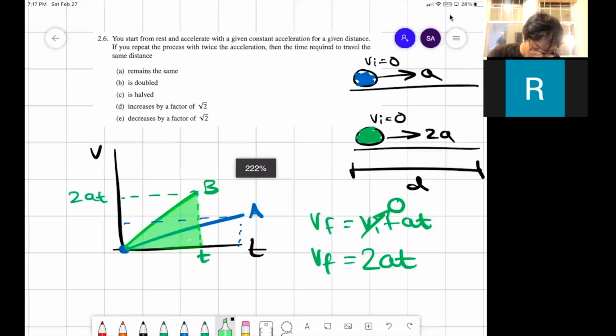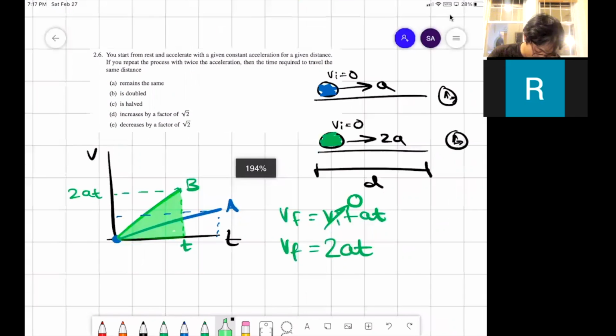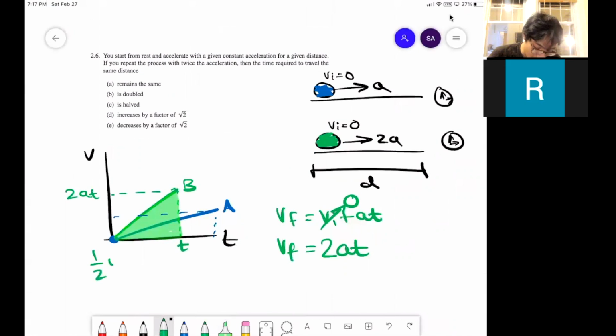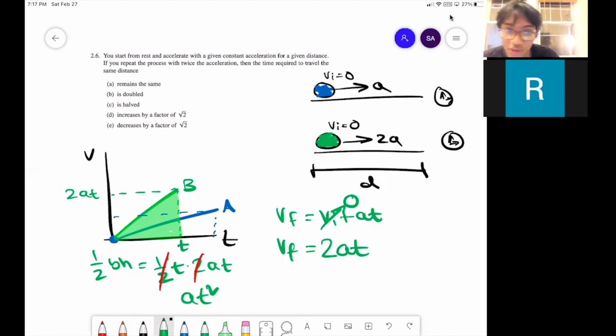Let's keep on going. What's the area under this graph? Well, it's going to be half bh. What's my base? Well, it's going to be the time, so half of time. What's my height? Well, it's going to be 2at. And so if I multiply these two, remember my half and my 2 cancel out. I'm left with at squared under my green graph.